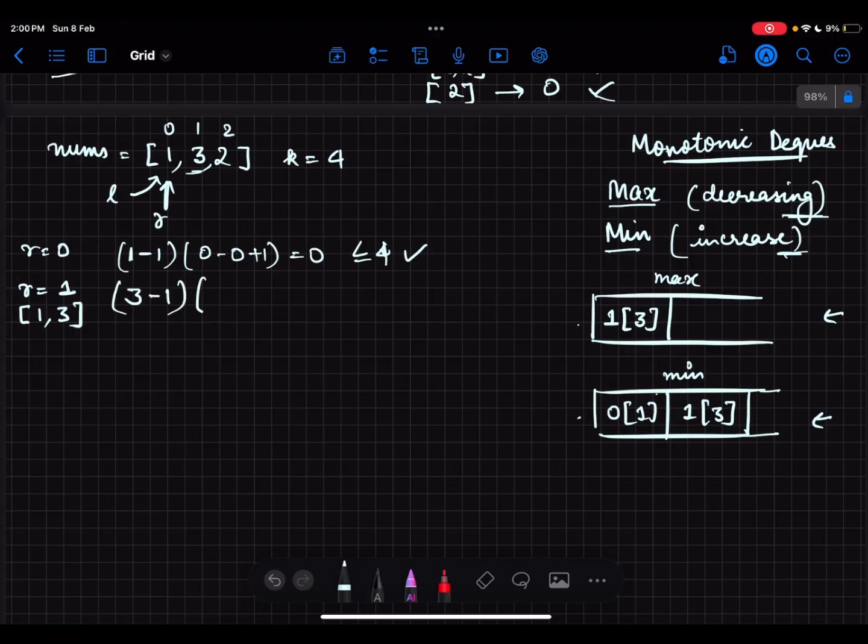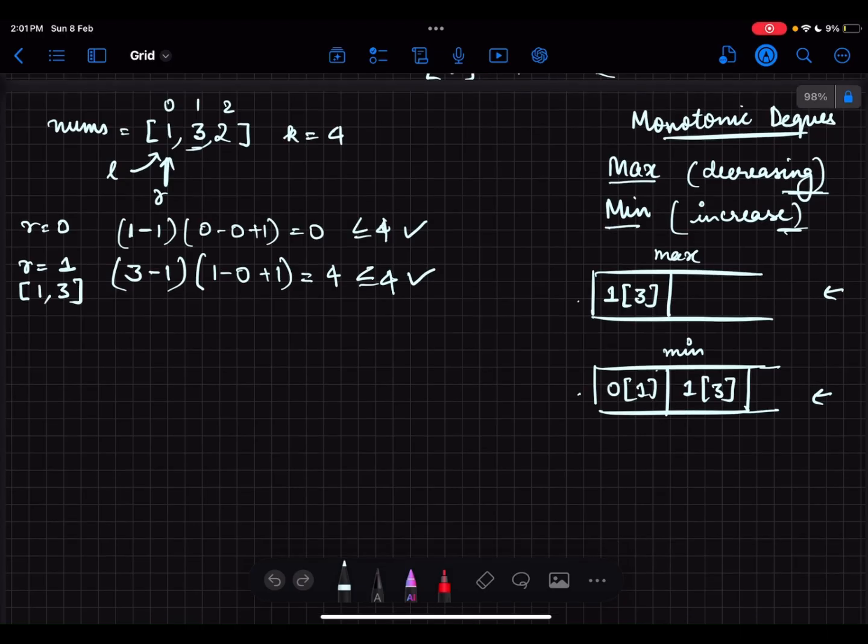Simply 3 minus 1, and the length comes out to be 1 minus 0 plus 1, which gives us a cost of 4, which is equal to 4, and hence we increase our count. One important thing to keep in mind: we initially have our count or answer as 0, and then each time we increase the count by R minus L plus 1.